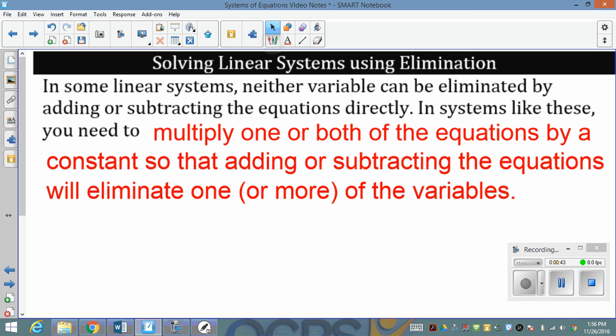Now, as we talked about with our adding and subtracting, typically I won't subtract, I will add, and if I need to subtract, I will just multiply through by a negative in order to get those opposite coefficients. Let's take a look at our steps for using elimination.